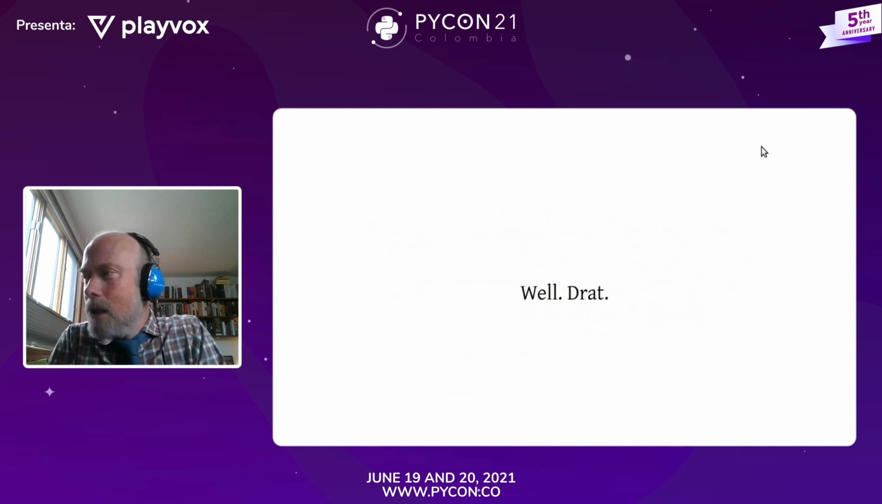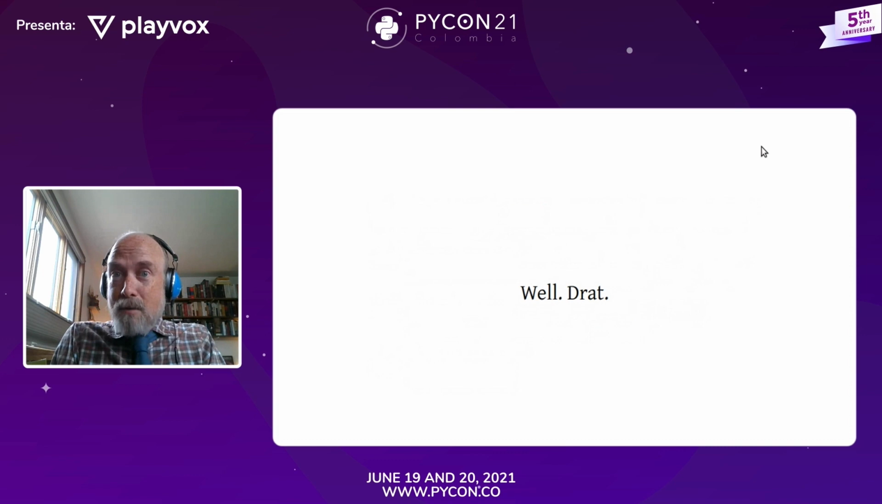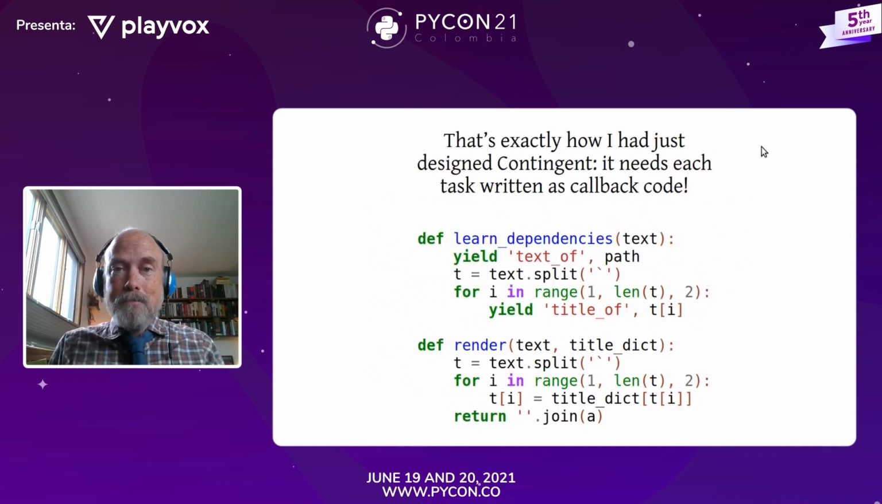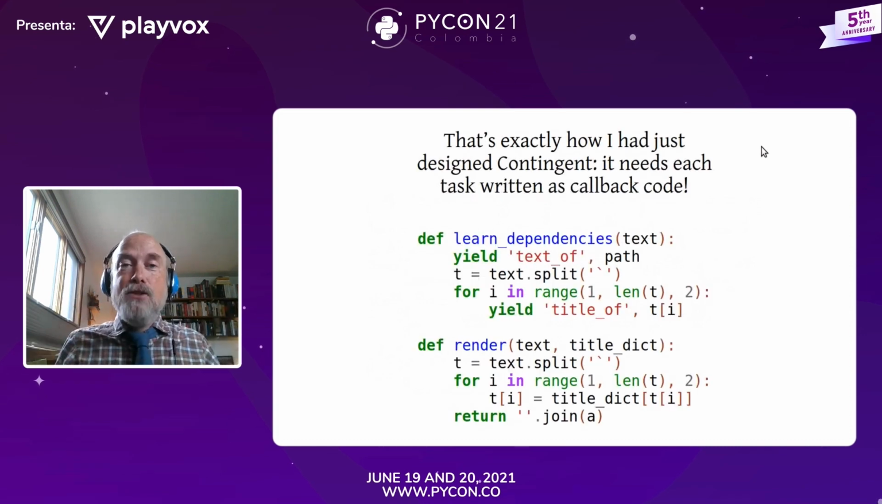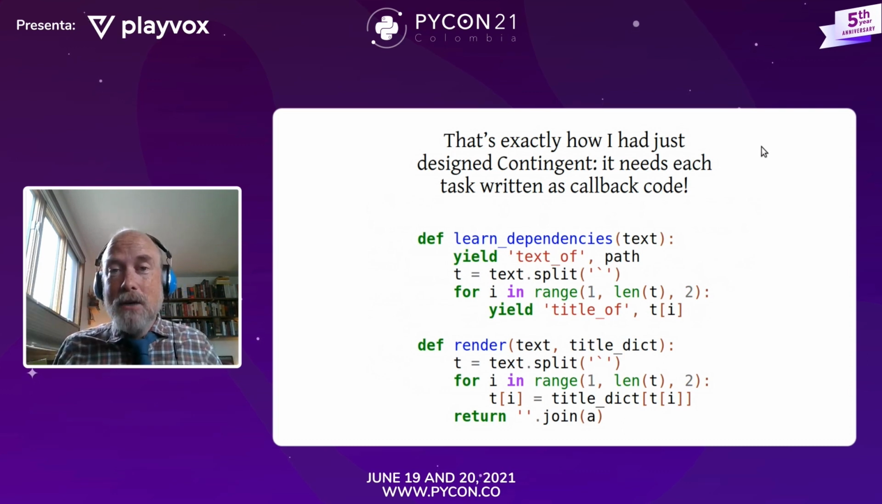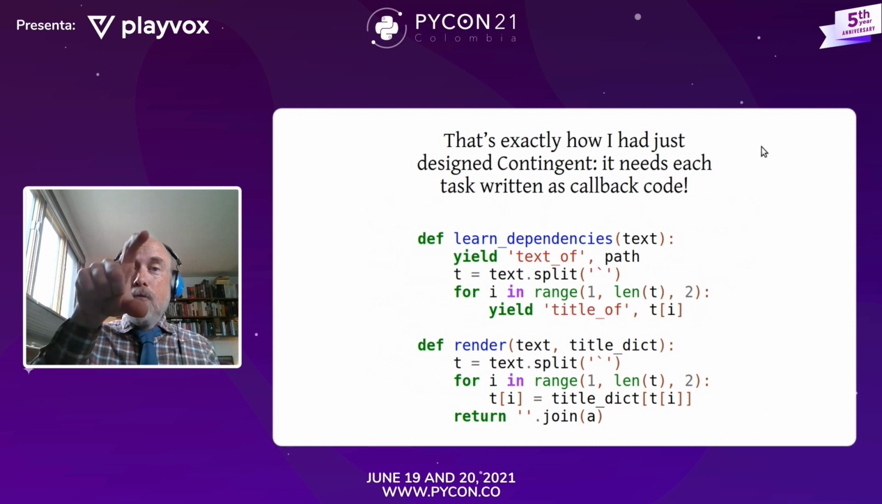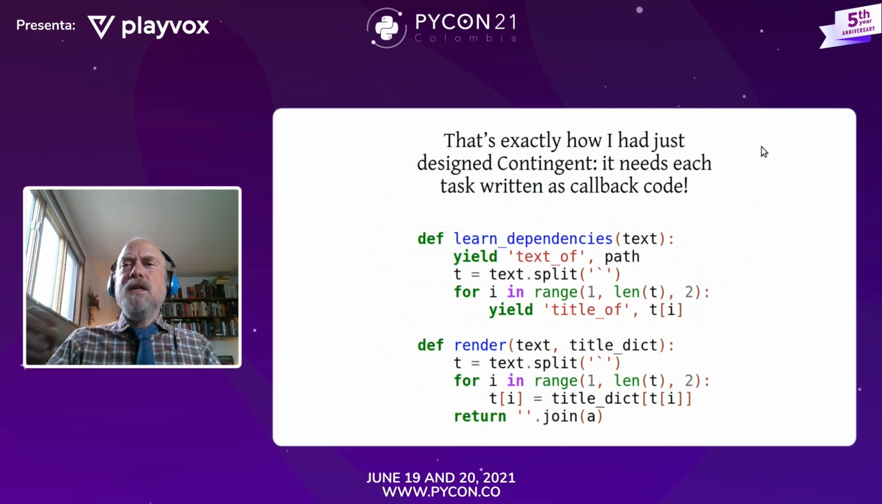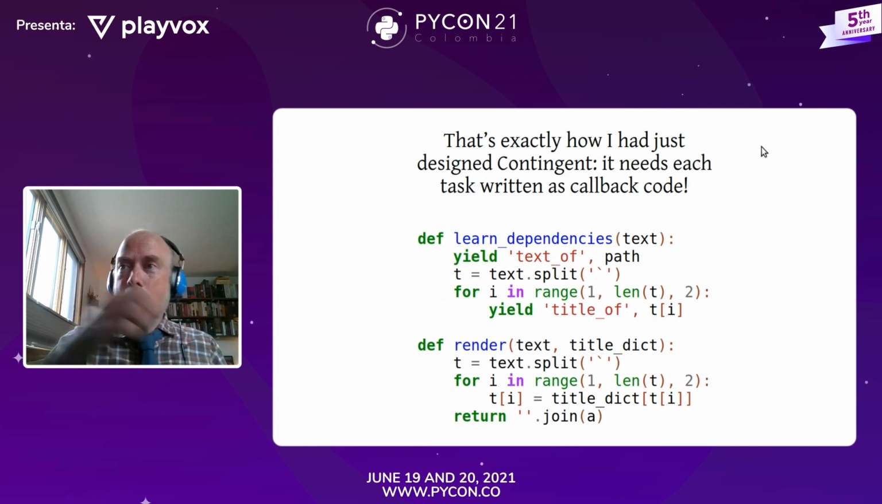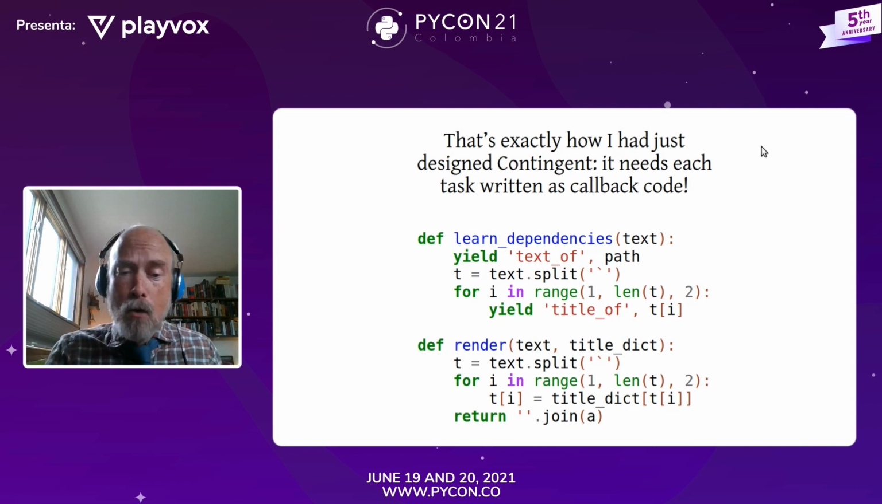Well, drat, because what have I just done? That's exactly how I had just designed Contingent. It needs each task written as callback code. First, you do some work and figure out some things you need to ask the framework for. You have to return, let the framework go collect those document titles, and only then are you ready to render.